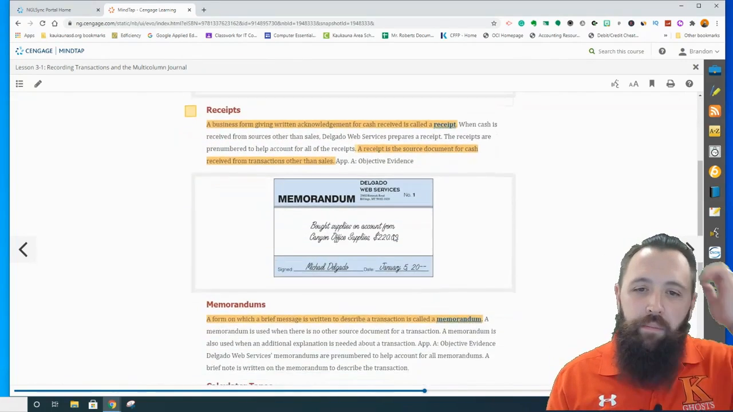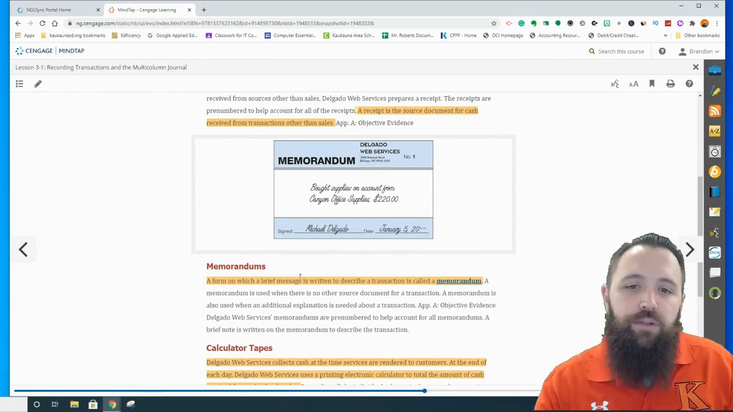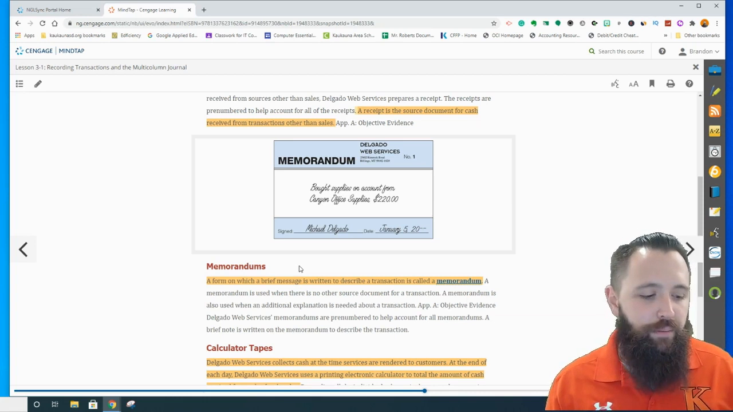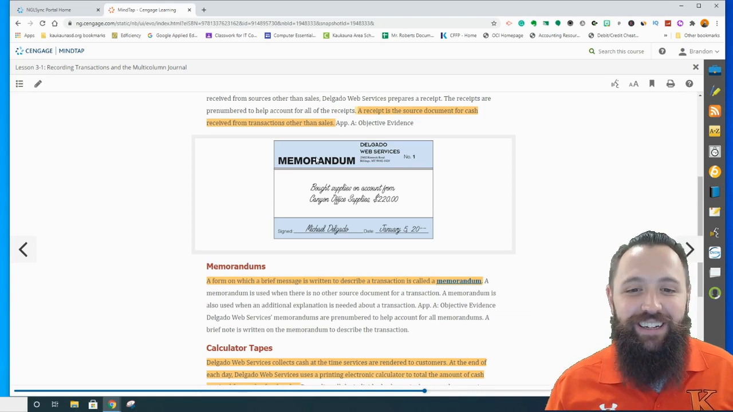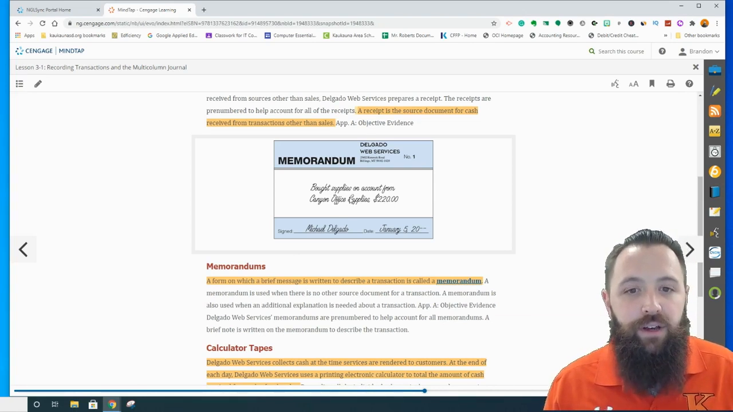Next is going to be a memorandum or a memo. And this is really nice because we can write a message on a memo. And that's really the main point behind it. We can write something here. It's something that we can put a specific message in. So for example, if we bought supplies on account from Canyon Office Supplies for $220, we would create a memo.